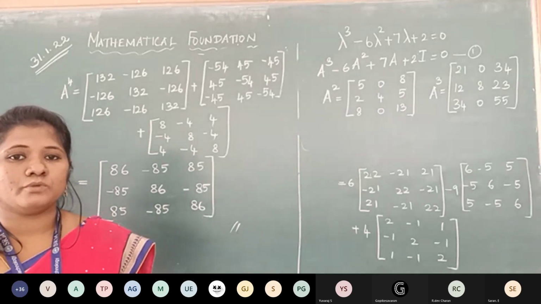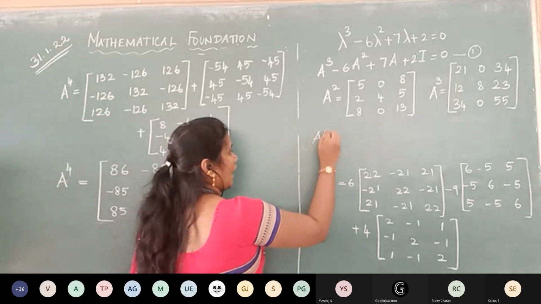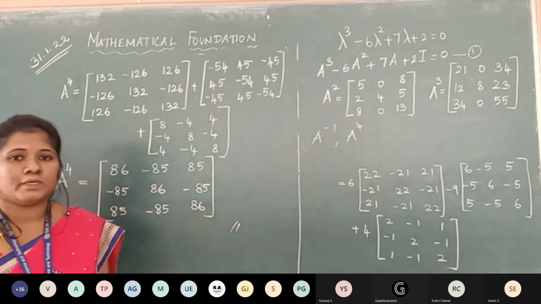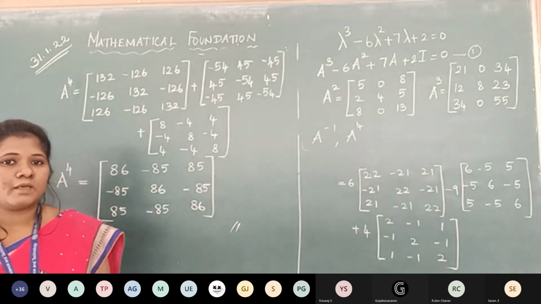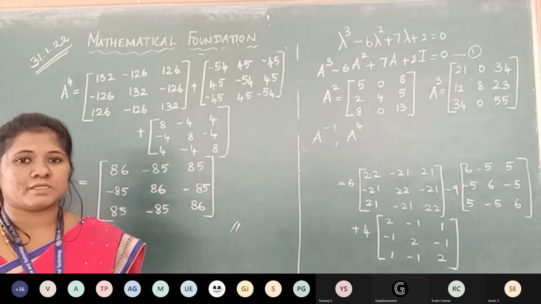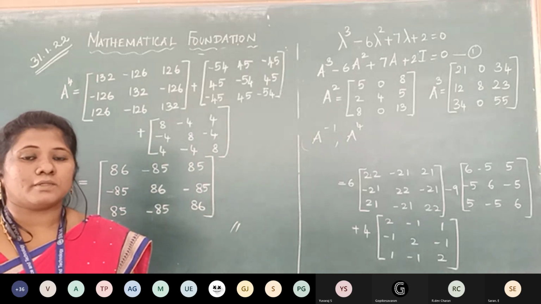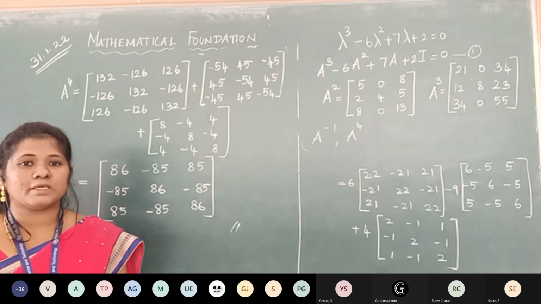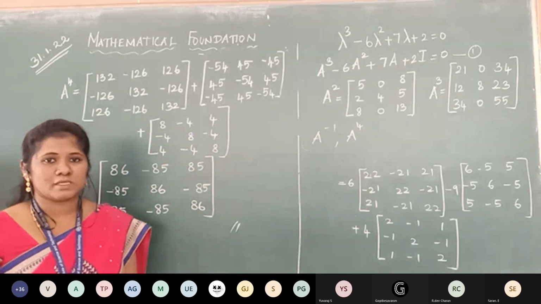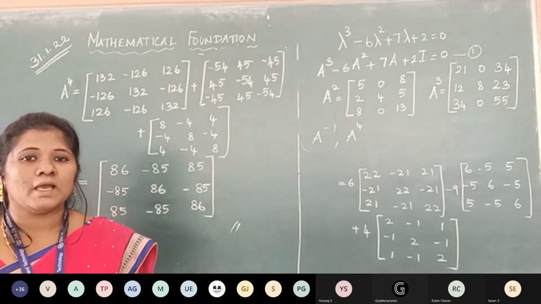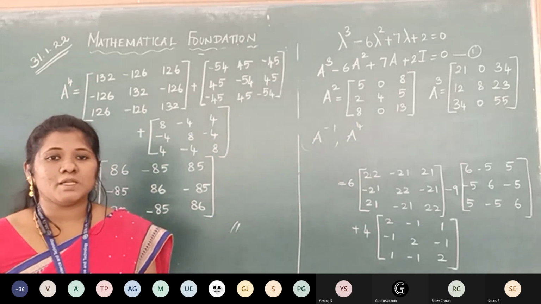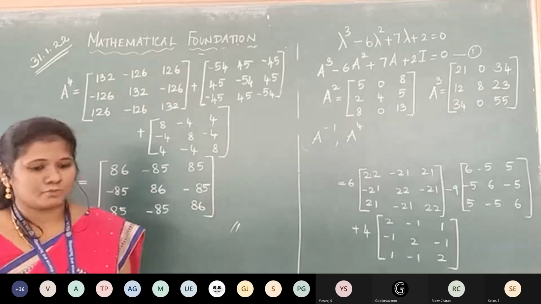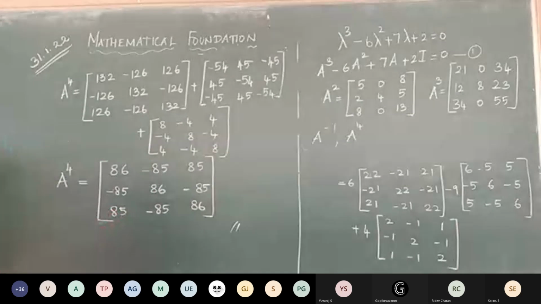Now for this problem, you will find out your A inverse and A power 4. Same way. So for that characteristic equation, you take that given matrix as your first equation. With that first equation, you multiply by A inverse and get your A inverse. Similarly, multiply it with A to find out your A power 4. Find out and send it. Yes. If you've got any doubts, you ask me.